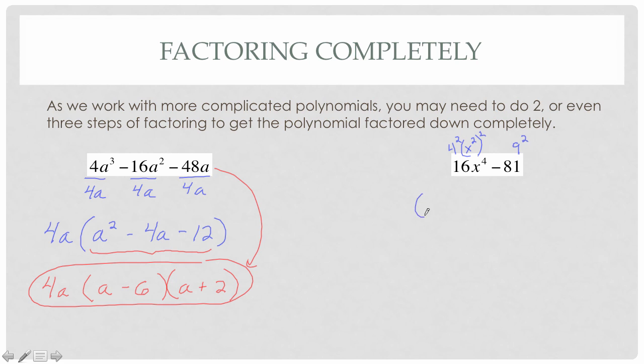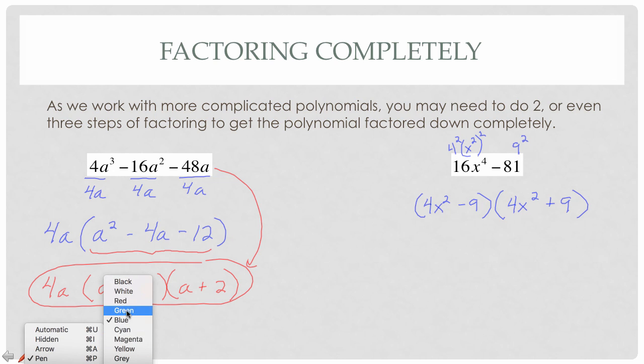And this factors into 4x squared minus 9 times 4x squared plus 9. You can multiply that back together if you need to check to make sure it does that. And then we're good. We've factored it down, right?